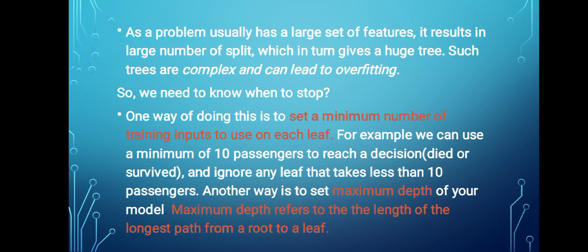One way of doing this is to set a minimum number of training inputs to use on each leaf. For example, we can use a minimum of 10 passengers to reach a decision, died or survived, and ignore any leaf that takes less than 10 passengers. Another way is to set the maximum depth of your model. Maximum depth refers to the length of the longest path from the root to a leaf.